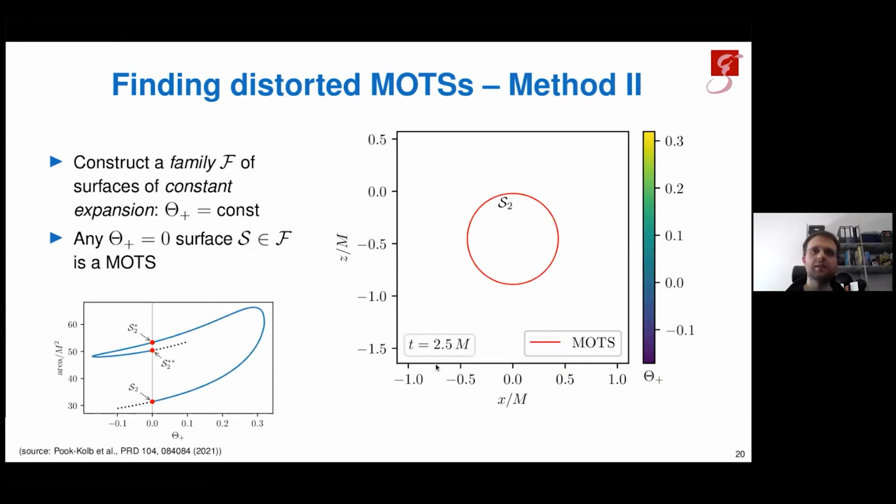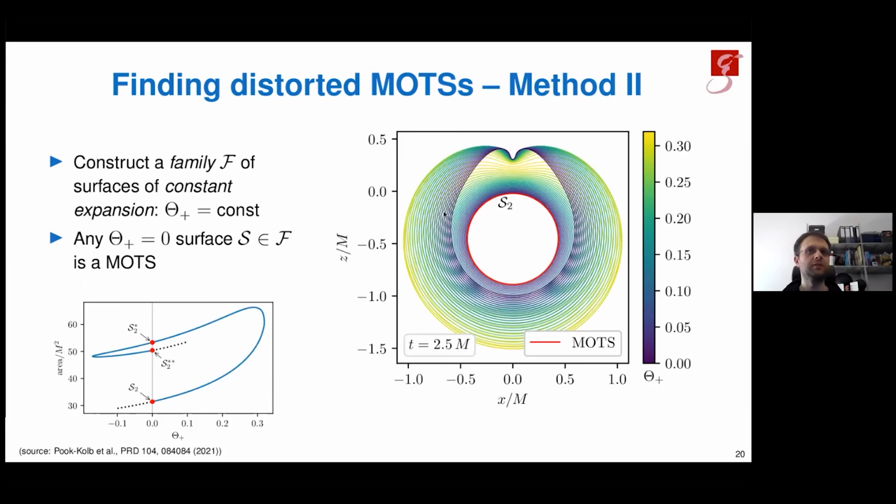The other idea that we've developed is that we start again with the MOTS in our numerical coordinates. There we need some MOTS to begin with, but then we can try to use these surfaces of constant expansion and try to generate the full family of surfaces of constant expansion. Like in this lower plot here, this shows the expansion versus the area, or the area versus the expansion in this parametric curve. And if we can follow this curve through the maxima and get back to zero expansion, we have another MOTS. And incidentally, these two MOTS are the ones that annihilate in the end.